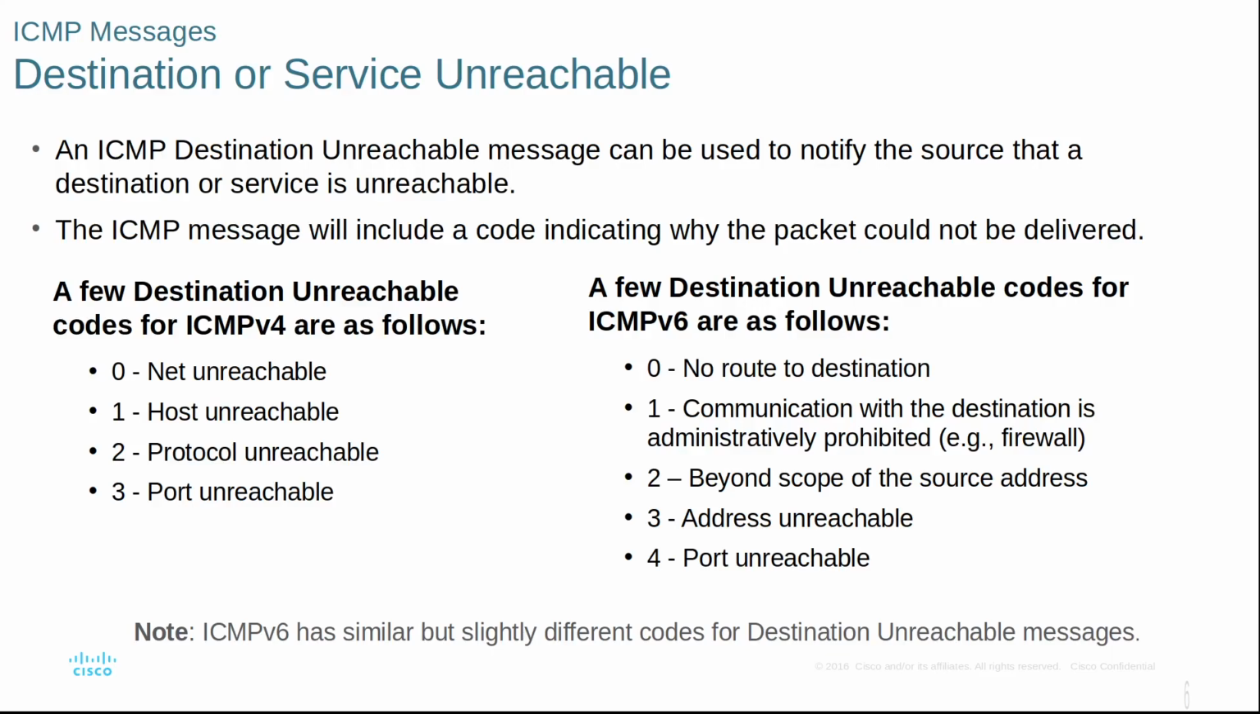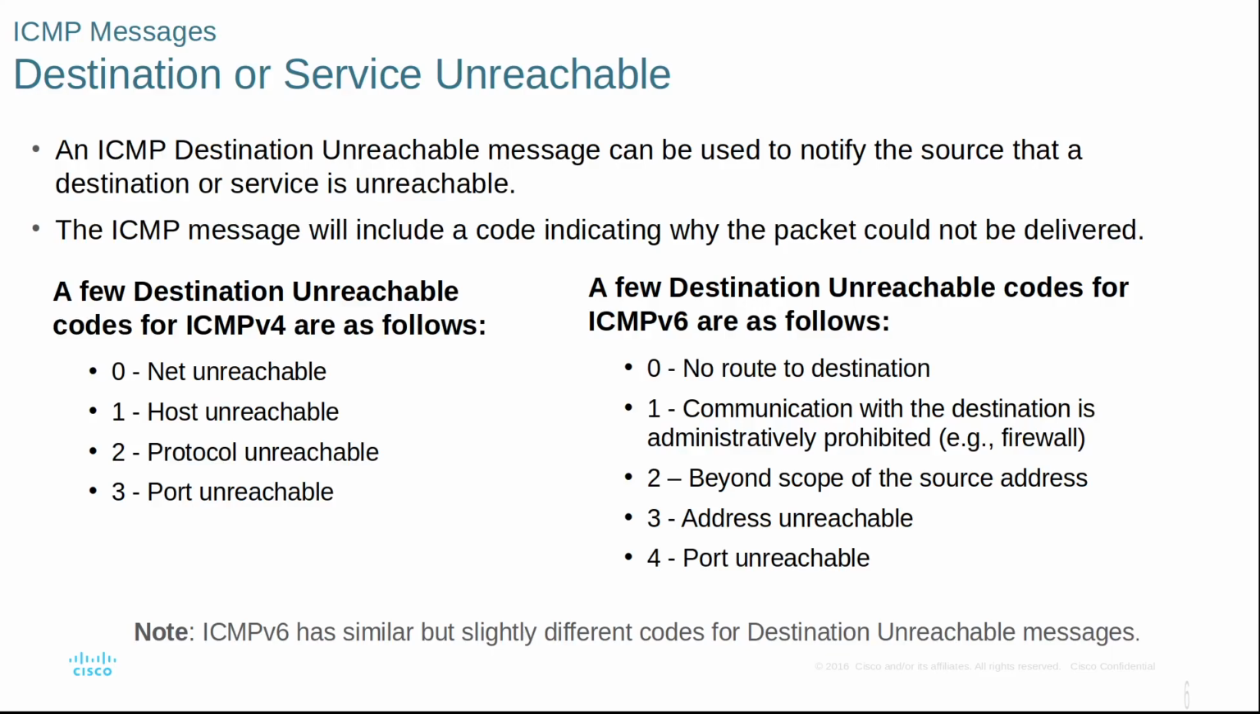Now, there's a variety of reasons, if you don't get a reply, why that could be. It could be unreachable. And that message can be used to notify the source as to why that service is unreachable. There's a couple different codes for ICMP version 4. These are included in the packet as to why it couldn't be delivered.